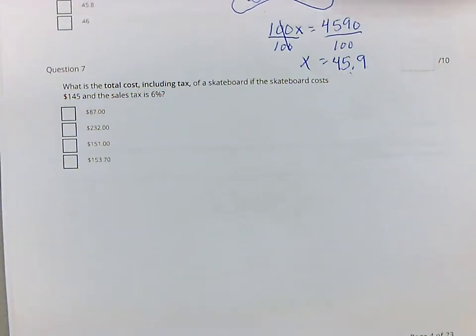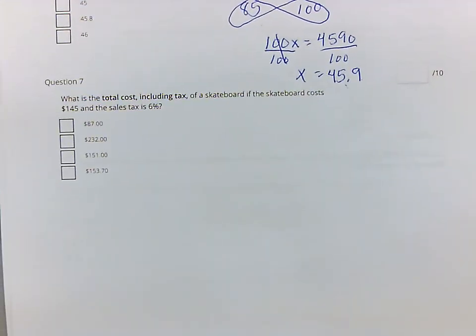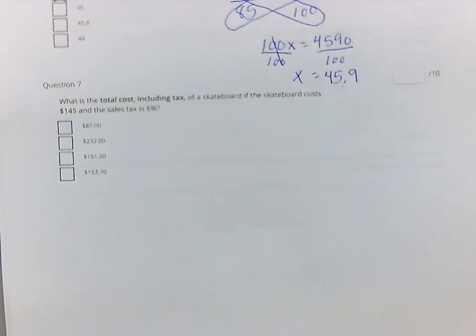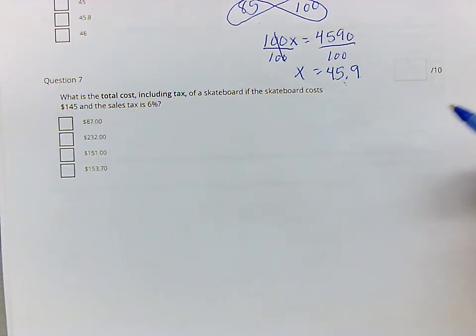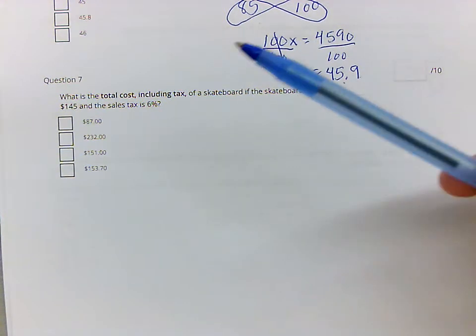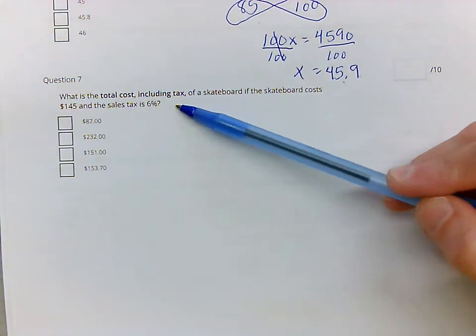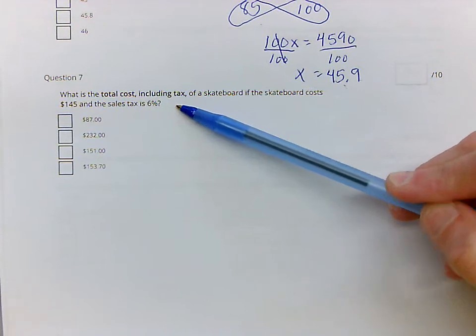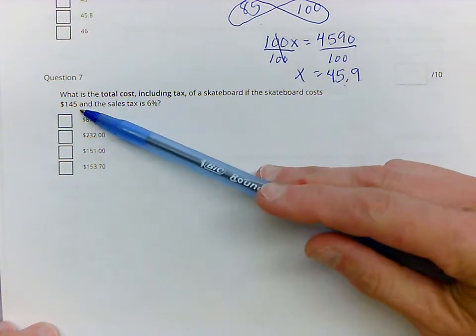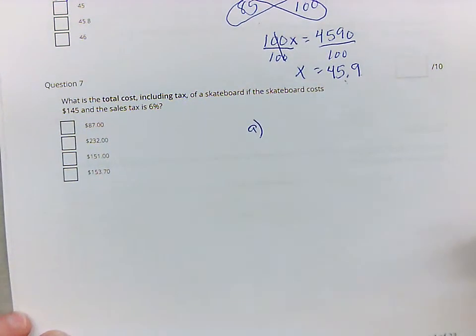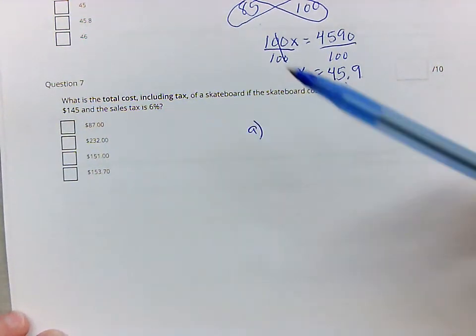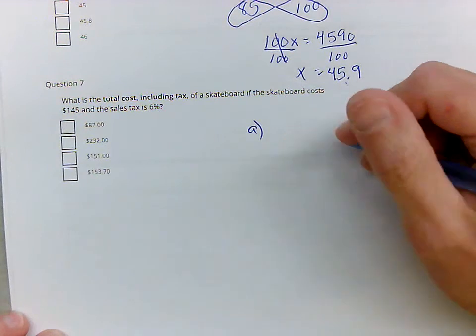Number 7. So again, you should be selecting these answers as we go and writing work down. Number 7, what is the total cost, including tax, of a skateboard if the skateboard costs $145 and the sales tax is 6%? Total cost, including tax. So when we did these in class, that's a 2-step problem. So that means at this point, we're going to take the price of the skateboard. So this is going to be step A. And we're going to start by finding the sales tax to begin with, Michigan sales tax.